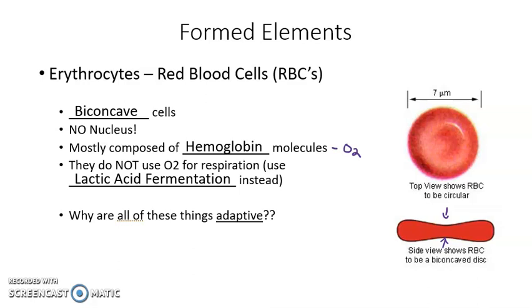They also don't use oxygen for respiration. Cells have to process energy to stay alive, just like any other living thing. They use lactic acid fermentation instead. So, in other words, they don't use oxygen. Now, this is really adaptive because, as I just said before, red blood cells are supposed to be delivering oxygen to other body tissues. It would be kind of inefficient if the red blood cell were to use up the oxygen that it was supposed to be delivering.